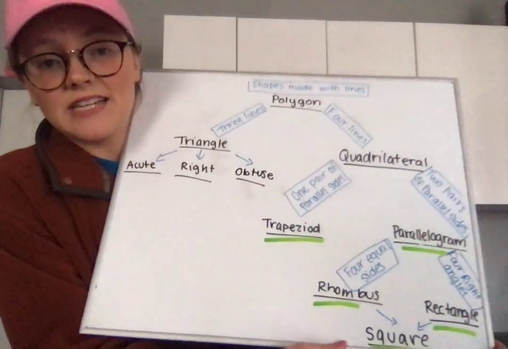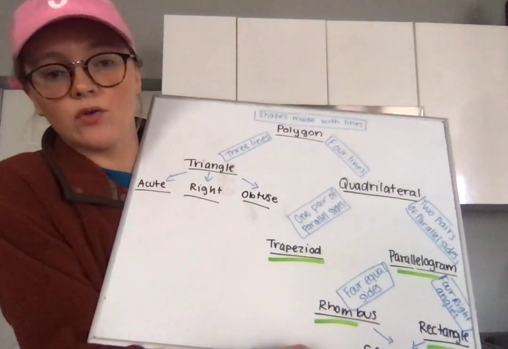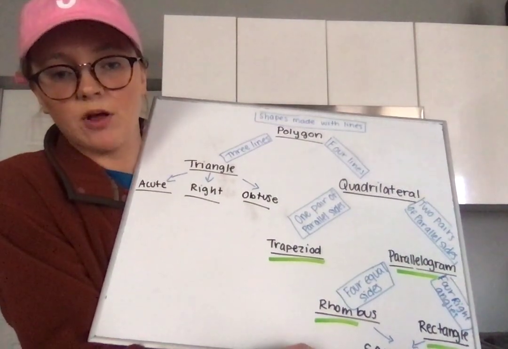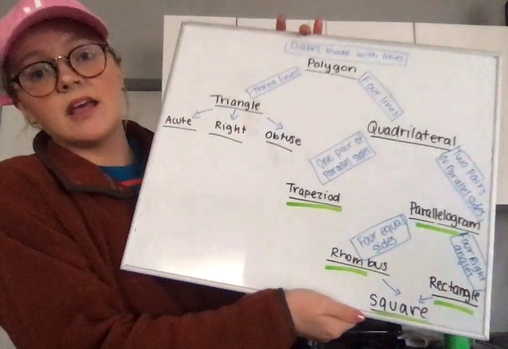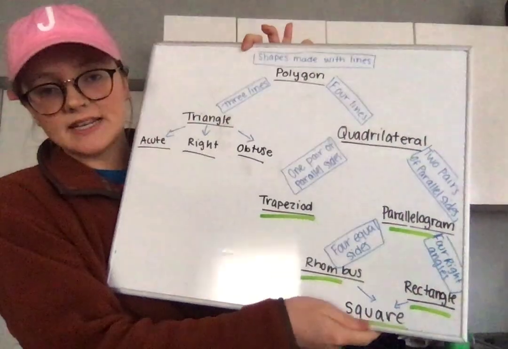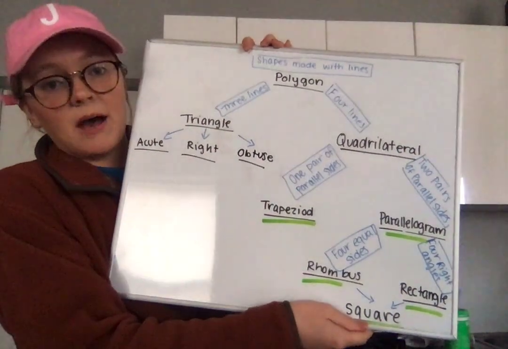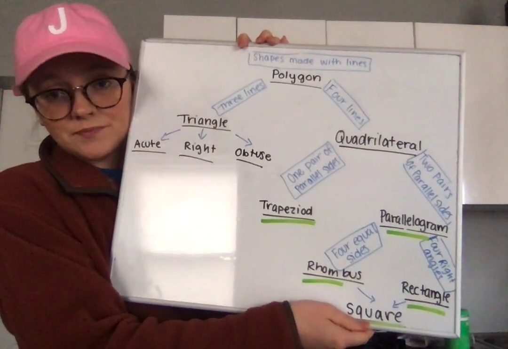So what you're going to do today in your Google form is I'm going to hold this board up, and I want you to screenshot it. I will also post it on Google Classroom. And you're going to use these paths to help you identify polygons and quadrilaterals.